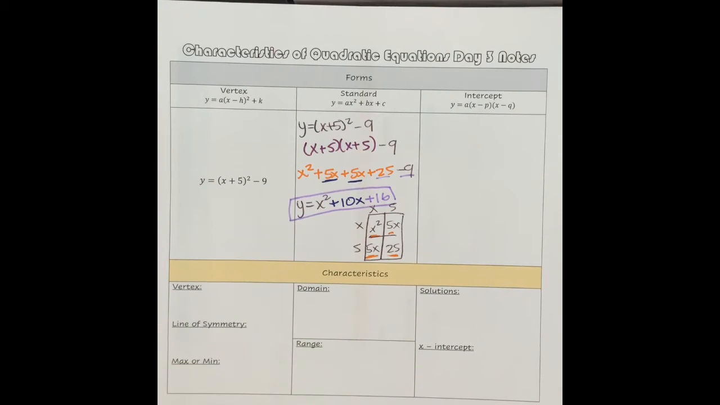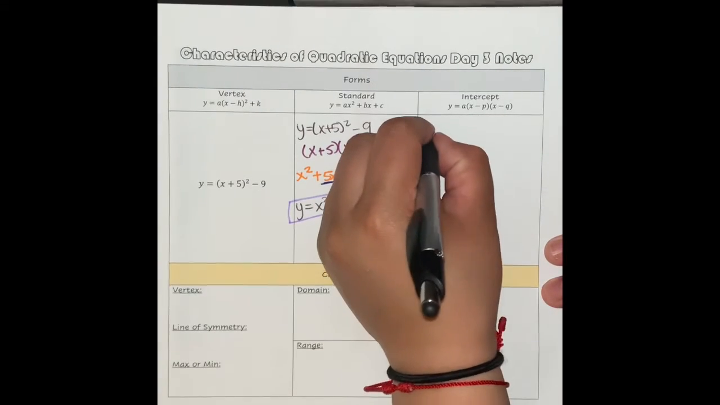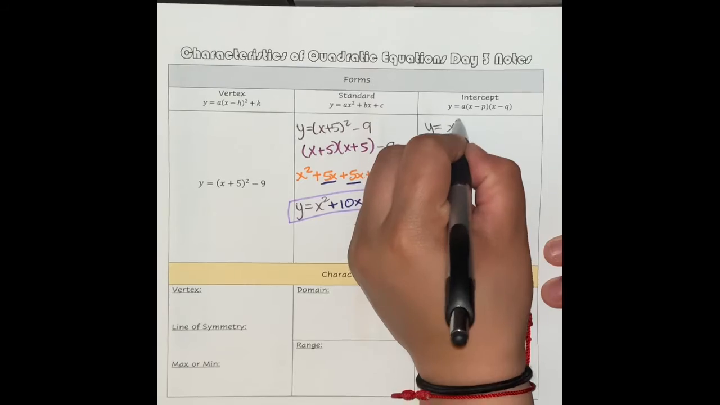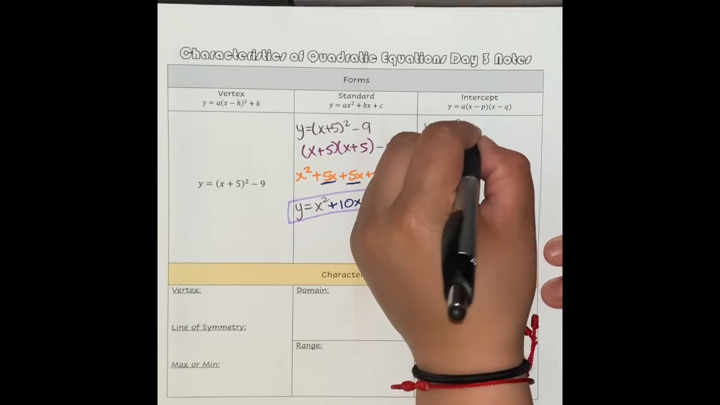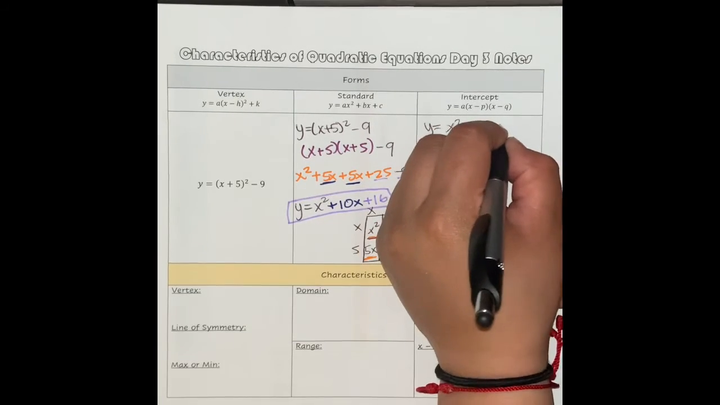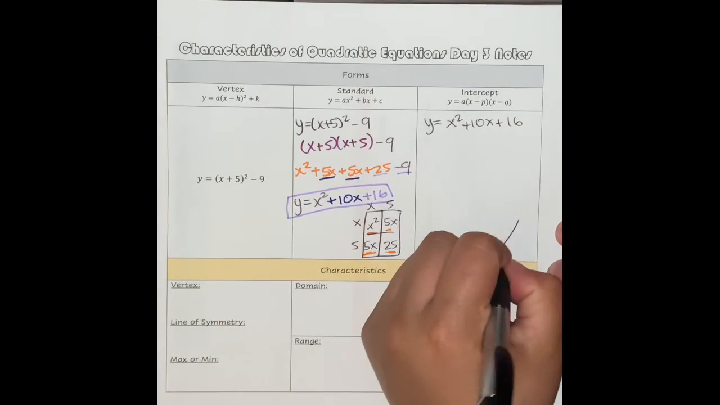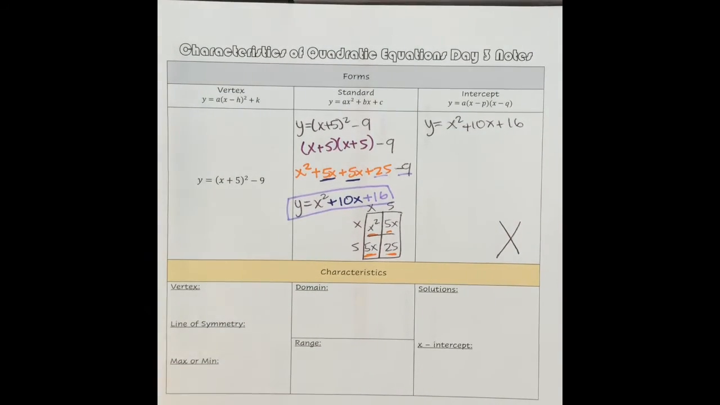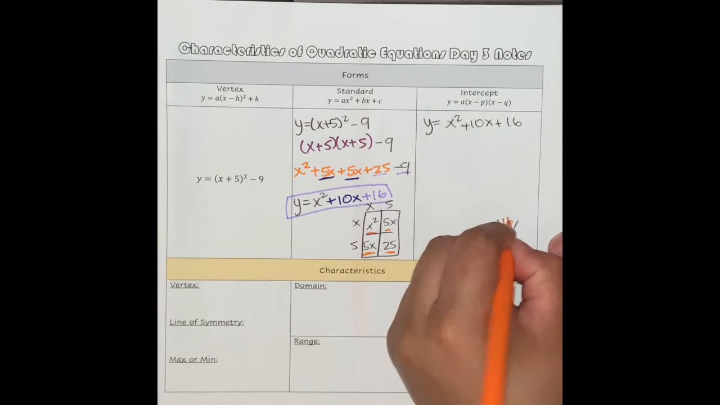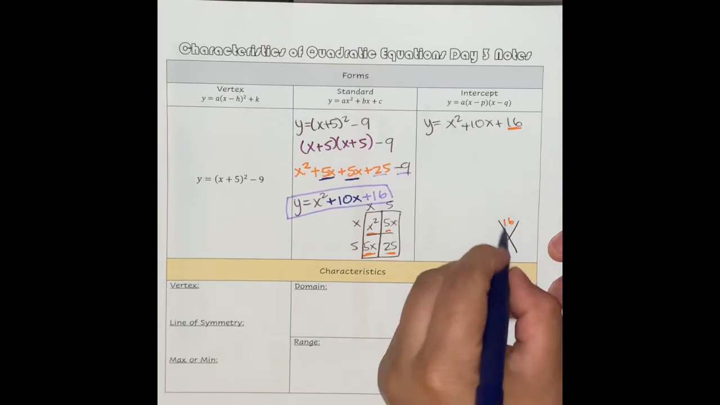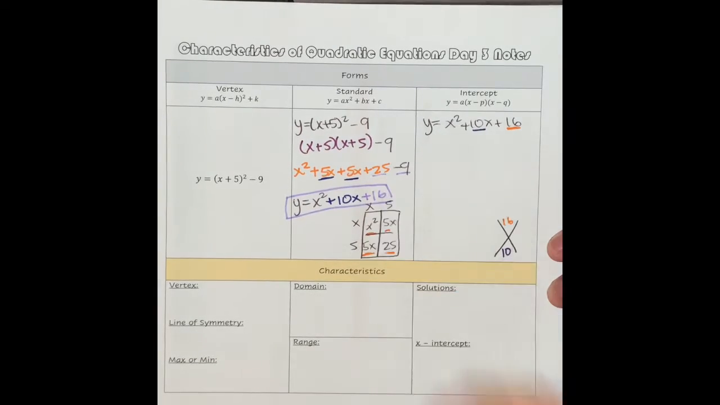Now that I have my standard form, I can move on to intercept form. My intercept form, I would write down the standard form in front of it. So it's x squared plus 10x plus 16. I'm going to do the big X. Up top is 16, since that's our C. And in the bottom is 10, since it's our B.